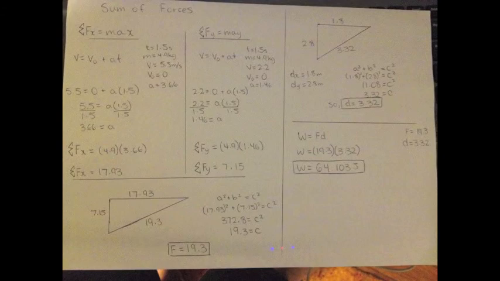After finding our force and our distance, we're left with the work equation. So, we simply go work equals force times distance. Plug in our known values, and we have work equals 19.3 times 3.32. Overall, work equals 64.103 joules.